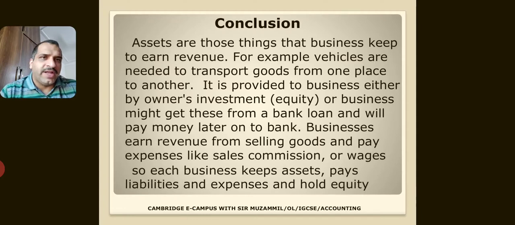So I conclude my lesson. Assets are those things that a business keeps to earn revenue. For example, vehicles are needed to transport goods from one place to another. They are provided to the business either by the owner's investment, or the business might get them from a bank loan and will pay money later to the bank. Businesses earn revenue from selling goods and pay expenses like sales commission and wages. So each business keeps assets, pays liabilities and expenses, and holds equity.